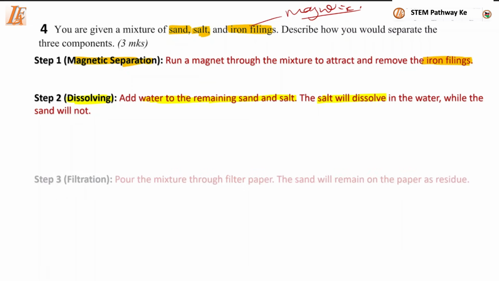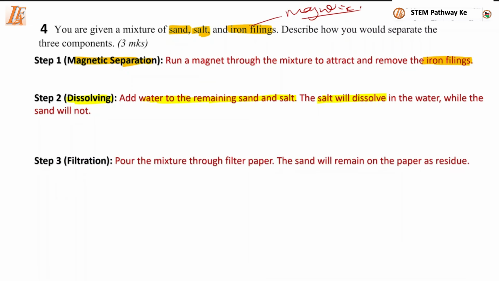Then after that, what you do is what we call filtration. In filtration, you bring a filter paper, where the salt and the water will go down as a filtrate, while sand will remain on the filter paper as a residue.